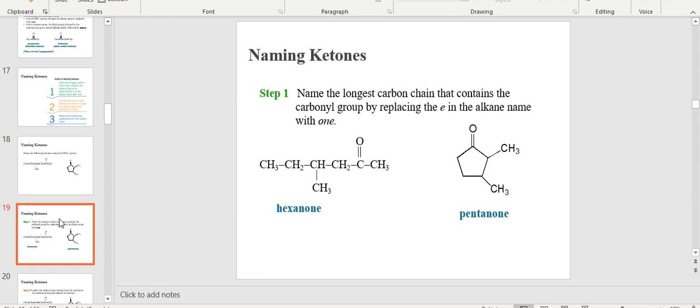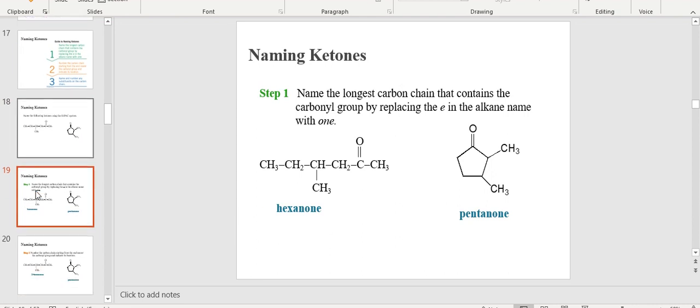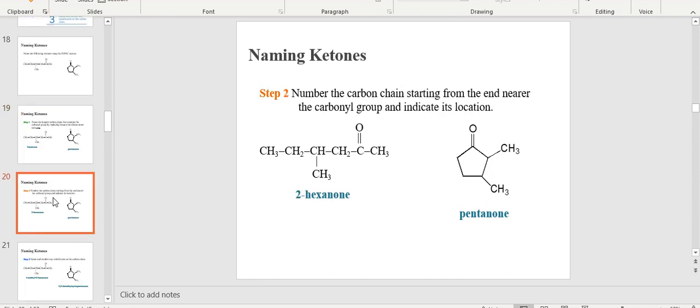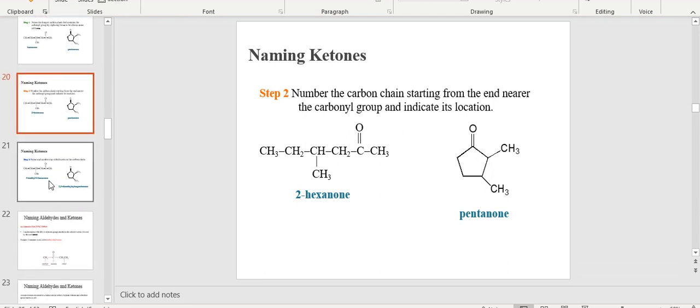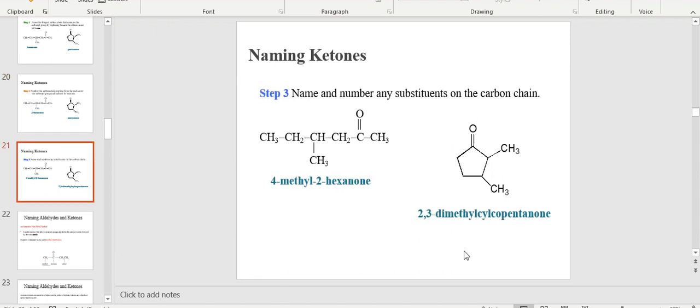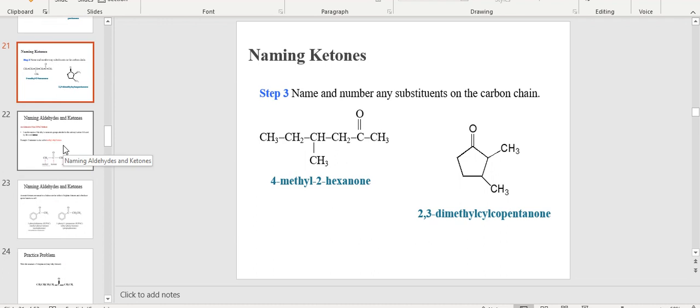Okay, here we go. Hexanone, pentanone, 2-hexanone. There's your pentanone. And you notice it's not 1-pentanone because you don't have to. Pentanone tells you that this is a number 1 carbon. And here we have 2,3-dimethyl cyclopentanone. And as we said, I didn't really get to it, but 4-methyl 2-hexanone. Hopefully that makes sense. All right. Pause this anytime and have a look at it again and work it all out.